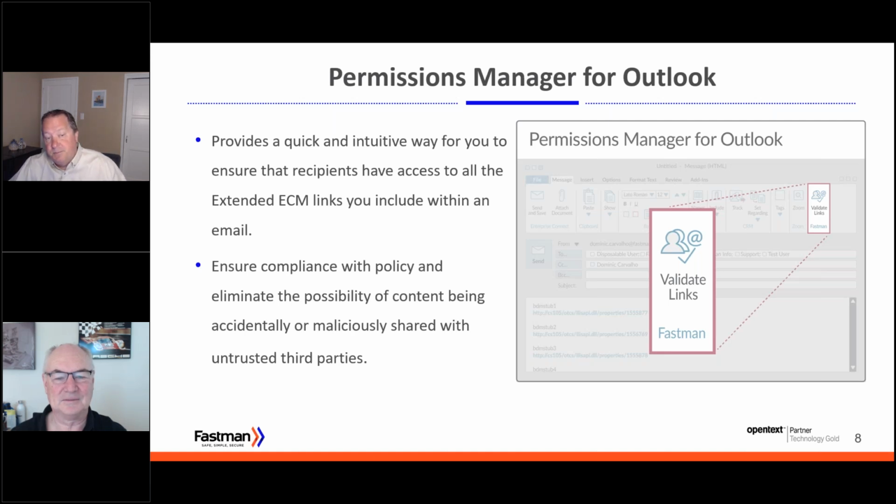So Fastman Permissions Manager for Outlook lets you validate if your recipients have C and C content rights in Content Server. It's a very smart and useful add-on for Outlook, and permissions granted by group, role, and direct access are all considered in the solution too. From my point of view, when you can share content freely using document links, it makes your Extended ECM system just that much more valuable for everybody in the organization. So that's PMO, as we like to call it.